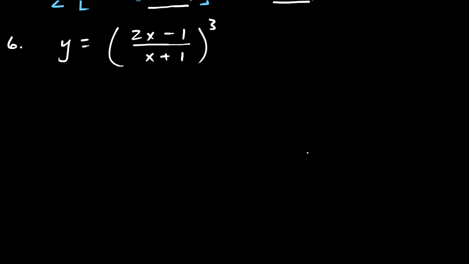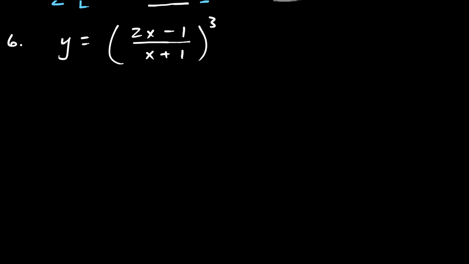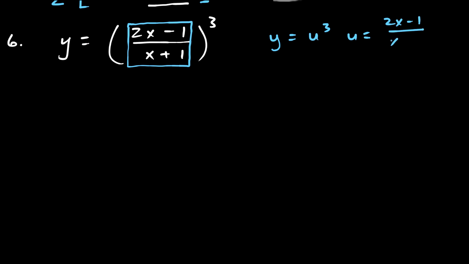Problem number 6. In this one, a lot of people will moan when they see it because you're going to recognize that the inner function is a quotient. So immediately we have to remember the quotient rule. So we're looking at y equals u to the third, and u is 2x minus 1 over x plus 1. So dy/du is pretty easy. We know that's simply 3u squared. Now du/dx requires the quotient rule.